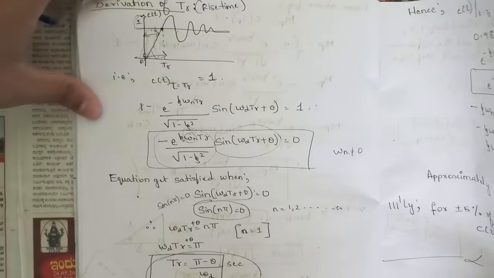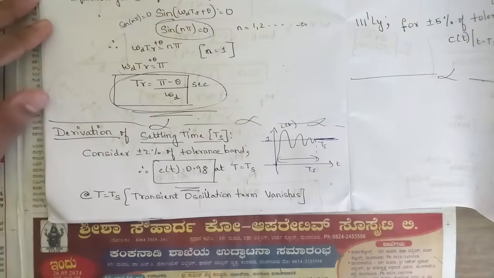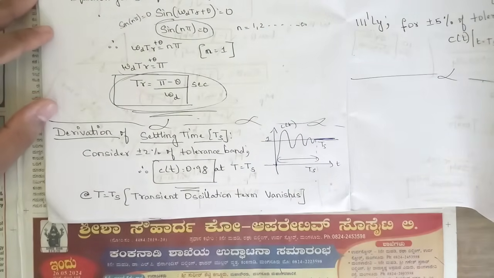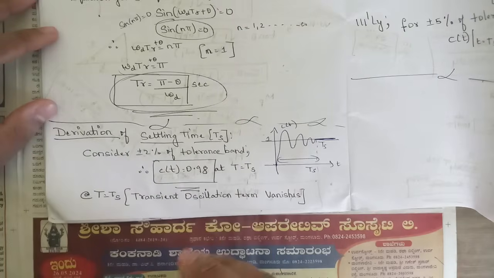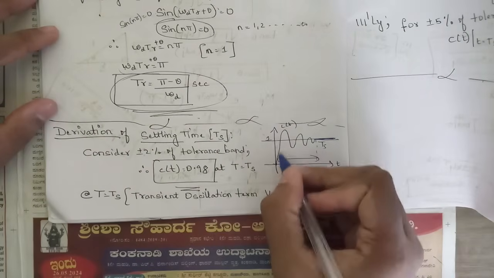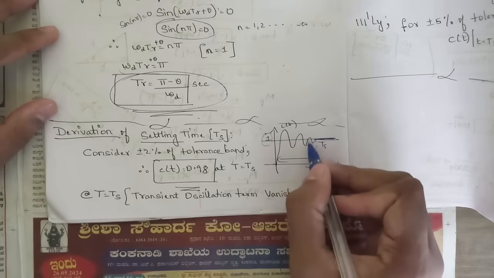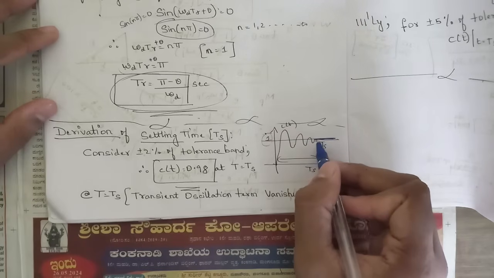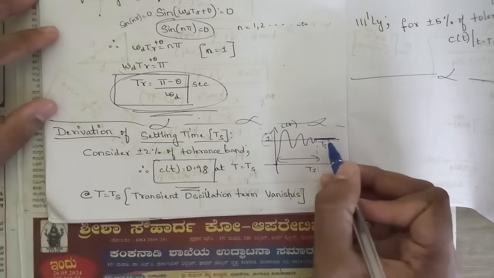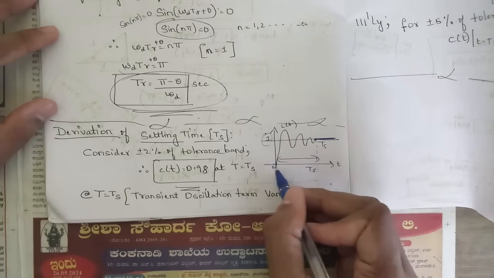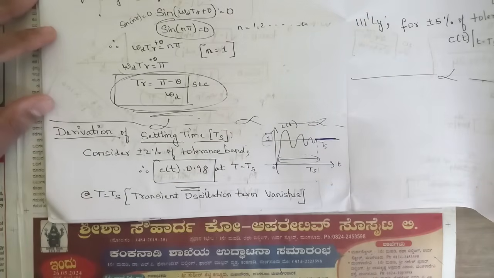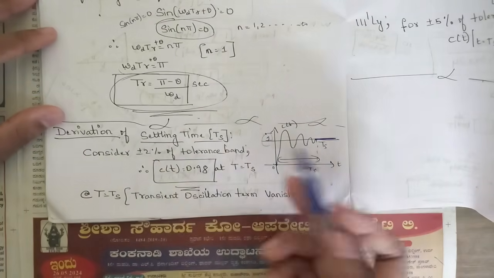So now let's discuss one more derivation, the derivation of settling time. This is the last derivation. So what is this settling time? According to the definition, let's consider plus or minus 2% tolerance band. The output goes above the level of the given amplitude, comes down, and becomes constant. The point where it becomes constant, measured from the origin, is called the settling time. So again, consider plus or minus 2% tolerance band.